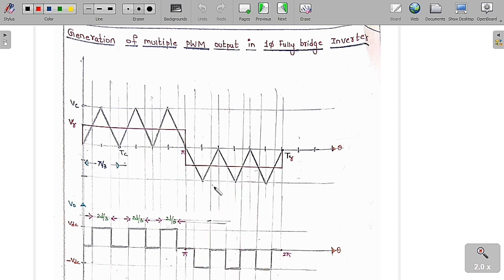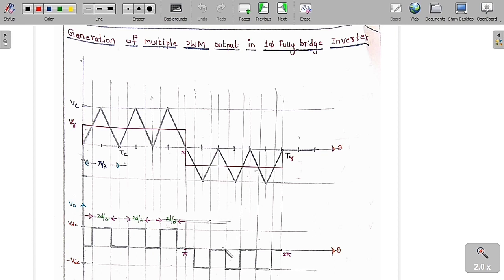So this is the triggering method by which we are going to get multiple pulses in a given half cycle. One important point is that the frequency of the output signal is equal to the frequency of the reference signal. Whereas if you increase the frequency of the carrier signal, the number of pulses in a given half cycle in the output signal is going to increase. That is the meaning of this.